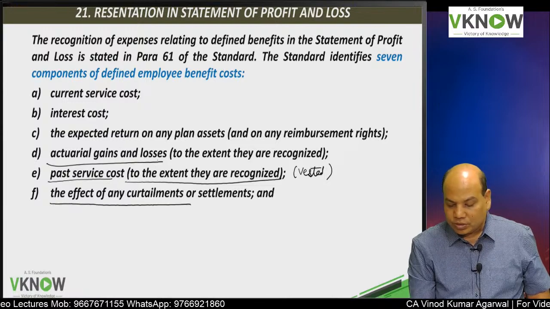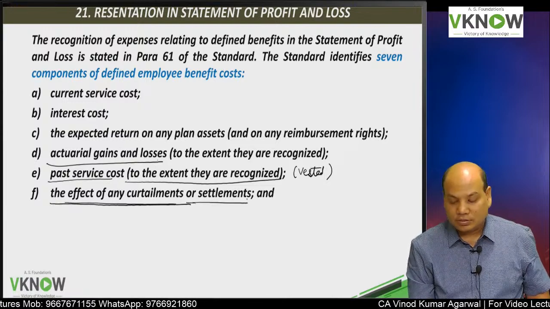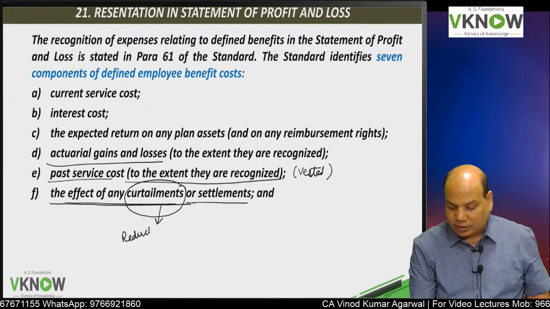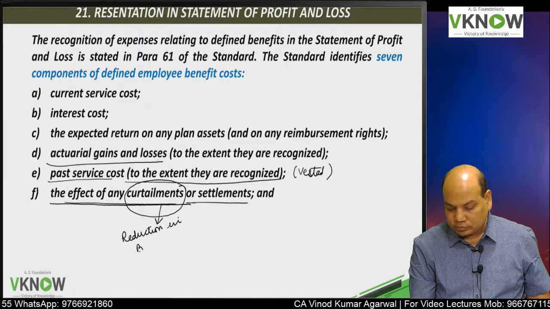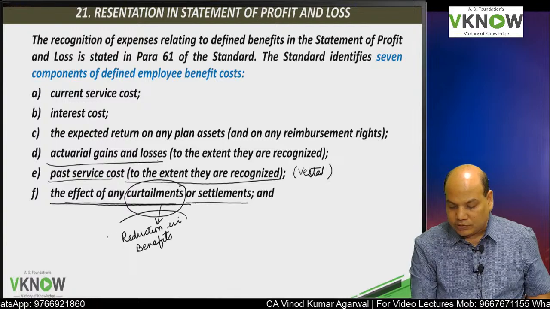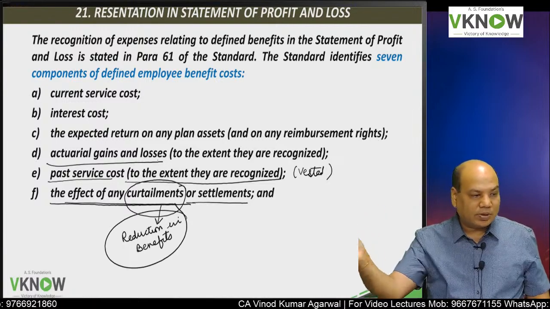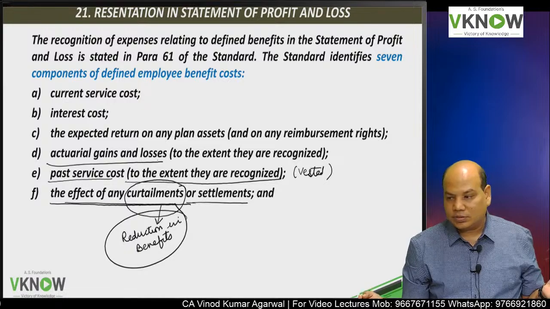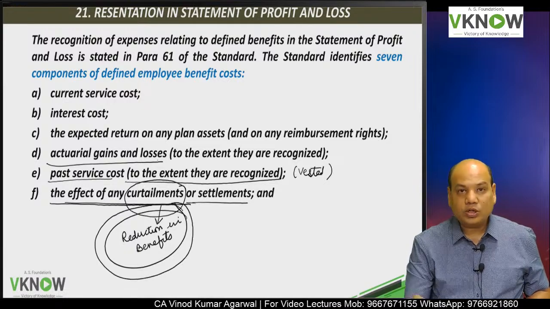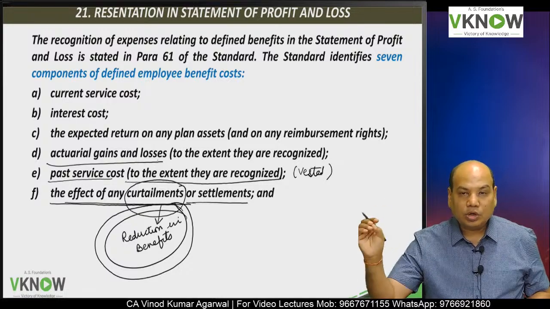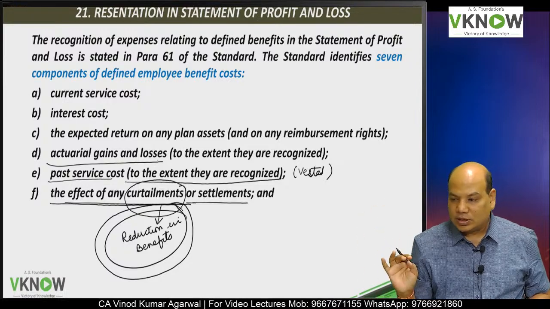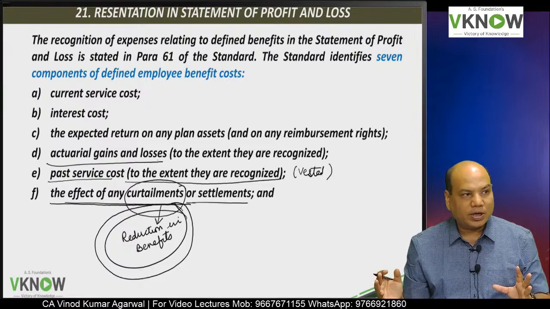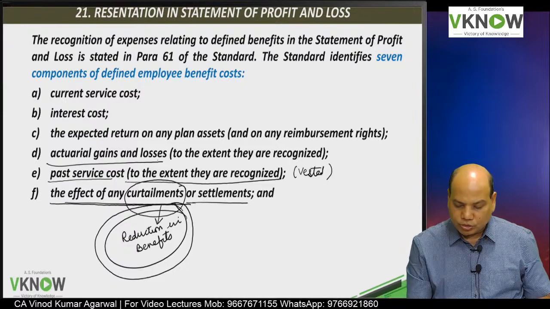Point number F, effect of any curtailment or settlement. Sir, what is curtailment? Curtailment means reduction in benefit. If an employer says, see, these are my divisions, these are my business units, we are planning to close it down because there is no business. So now henceforth the employees of that division will not receive the benefit. So that is curtailment. Benefits are reduced because probably some division, some department, some branch has been closed.